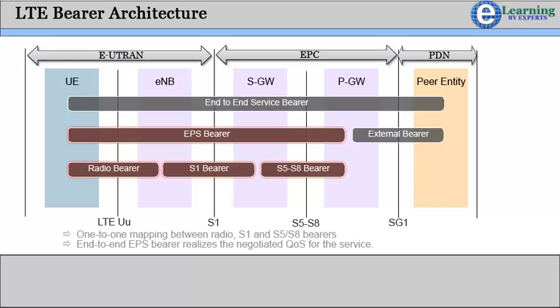There is a one-to-one mapping between radio, S1 and S5/S8 bearers. This end-to-end EPS bearer realizes the negotiated QoS for the service.